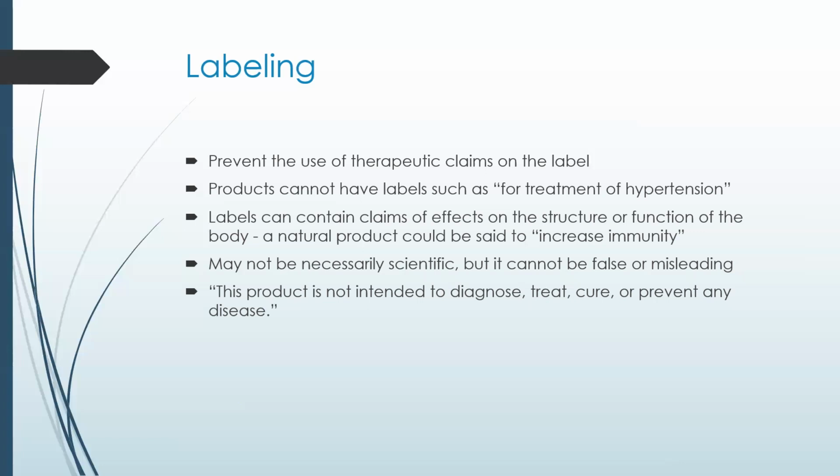Products cannot have labels such as for the treatment of hypertension. Labels can contain claims of the effects on a structure or function of the body. A natural product could say something like increases immunity. So it's a kind of general term, like vitamins and minerals are good for your immune system, helps with immune health and things like that. So you'll notice the verbiage has to be a certain way. It may not necessarily be scientific, but it cannot be false or misleading. So I thought that was kind of a strange way of saying it.